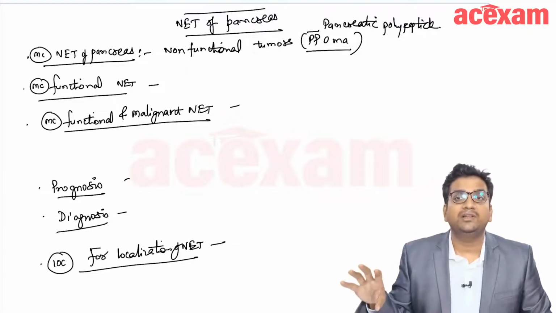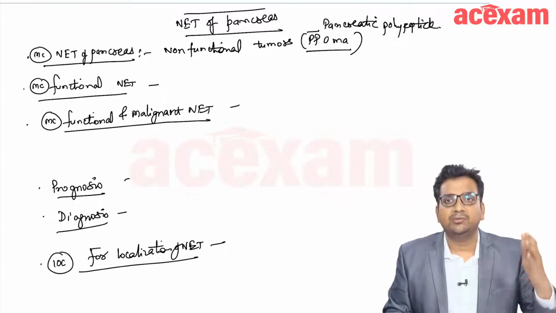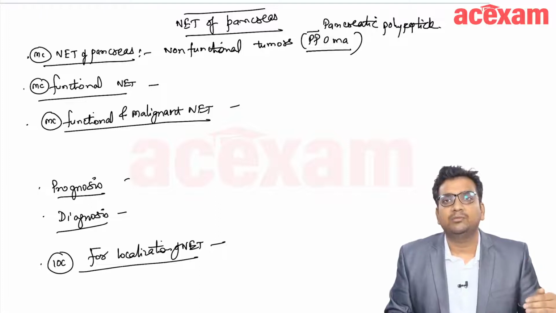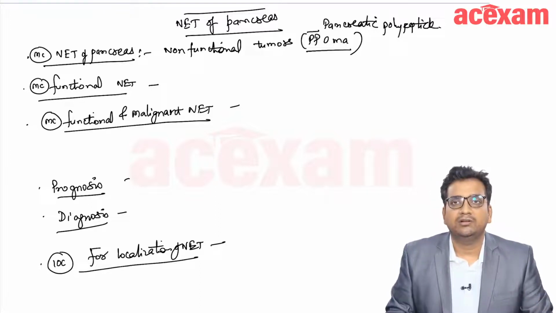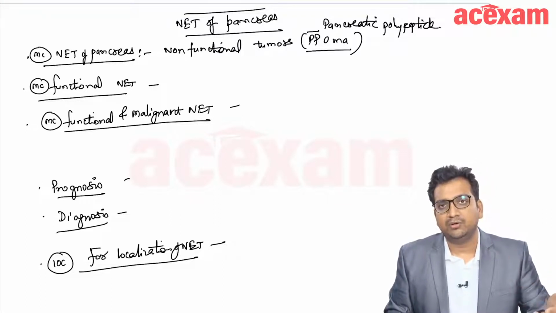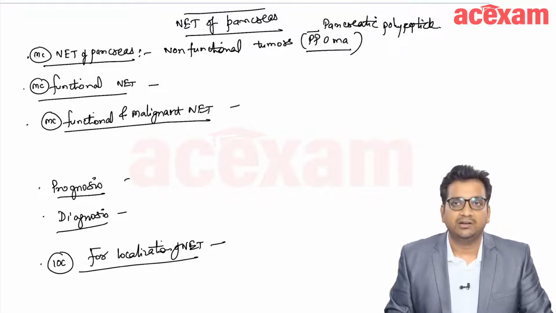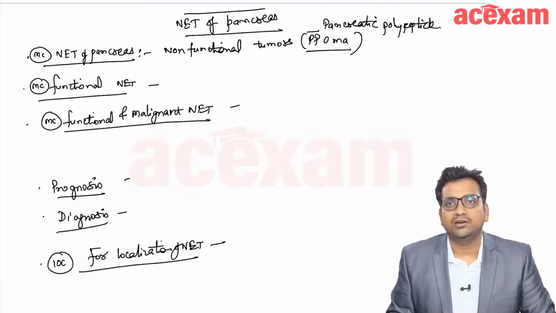Okay, overall if we see, the most common tumor is VIPomas. In functional tumors, out of all these four, the most common tumor is insulinoma. But the majority of insulinomas are benign. And on the other hand, the tumor which is the most malignant out of all four is gastrinoma.